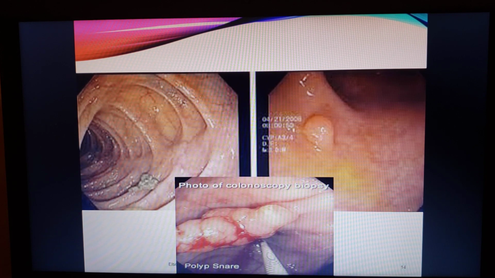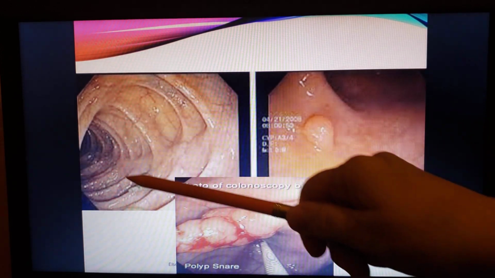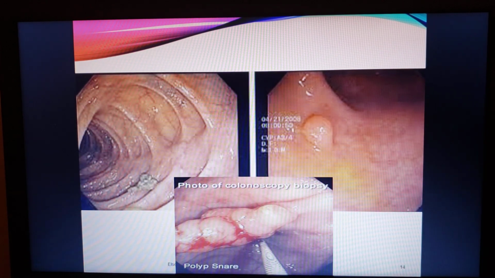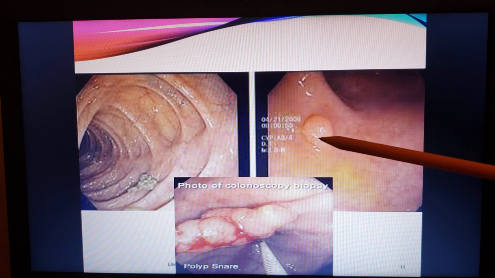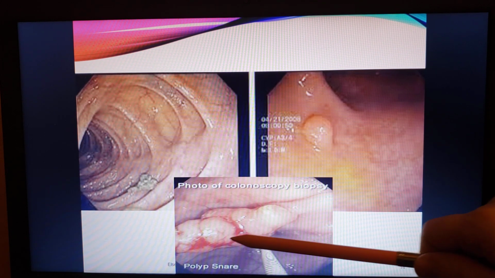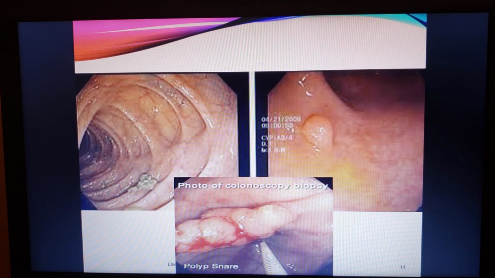And you see a normal colonoscopy there. You see a small polyp beginning here, and then this is a polyp that they're going to remove.